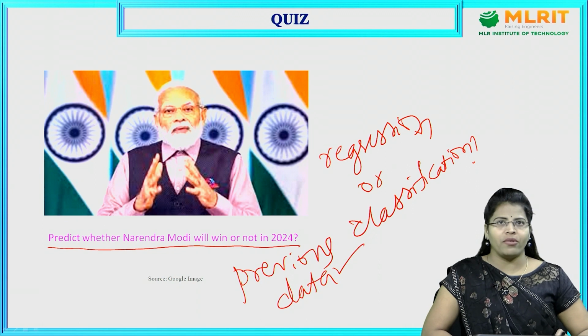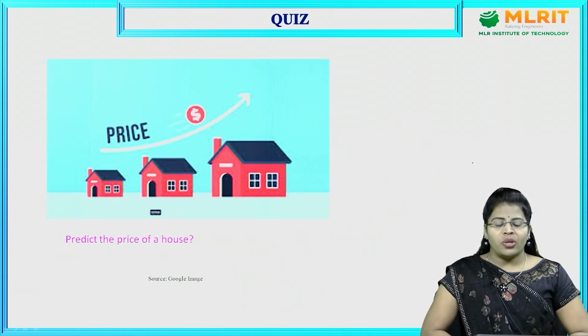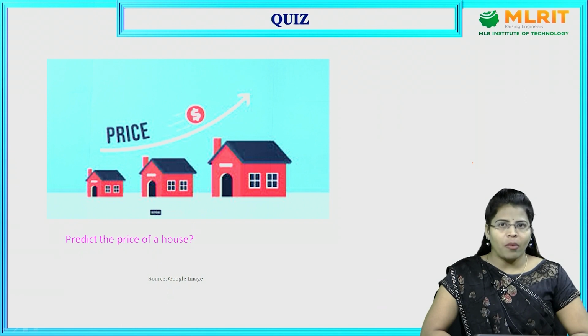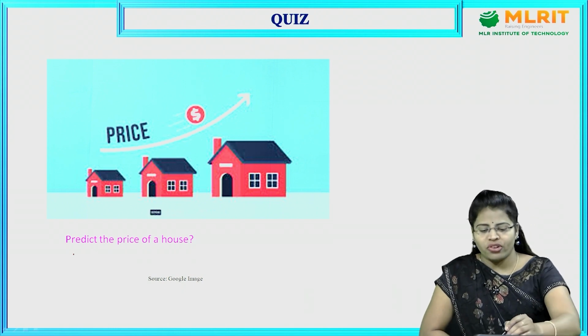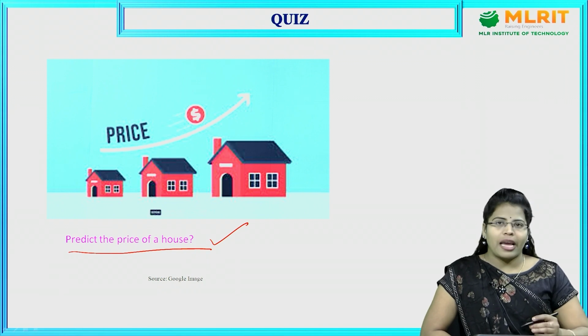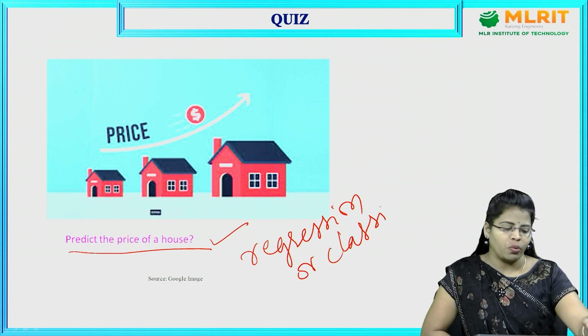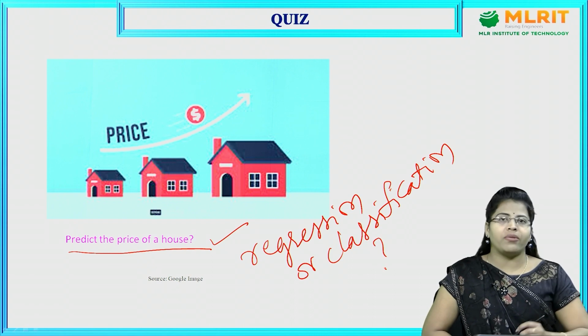Next, let me give you one more quiz. For example, you have to develop a machine learning model with the help of all the house structure details provided, and with that you should predict the price of a house. That means, does this type of problem come under regression or classification type of supervised learning? You have to answer this in the comment section.